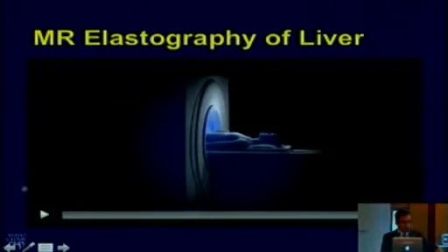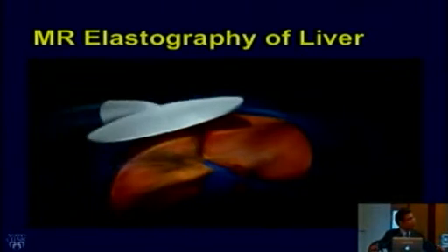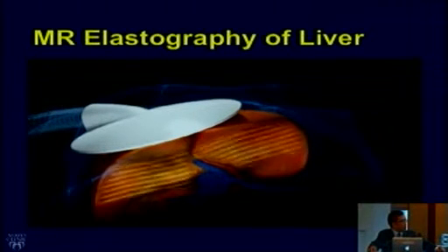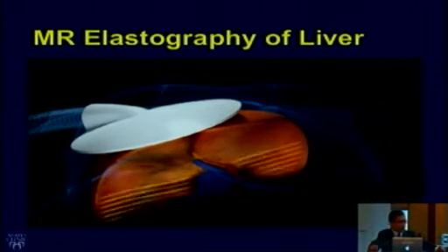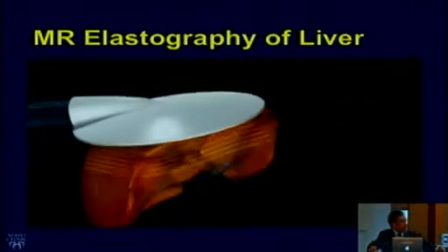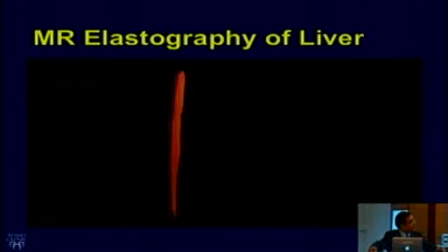Here's a video showing how we do the MR elastography. Here's a patient simulated in the scanner room. And as you can see, the passive driver is kept over the right lobe of the liver, and shear waves are produced in the passive driver and go through the liver. This actually goes through the entire liver. And imagine we are taking one single slice through the liver, and this is how it would look.